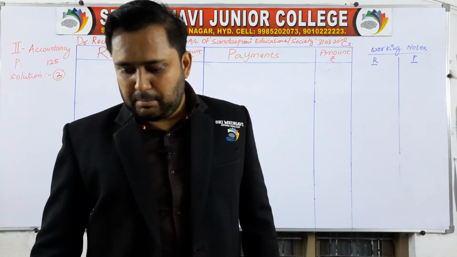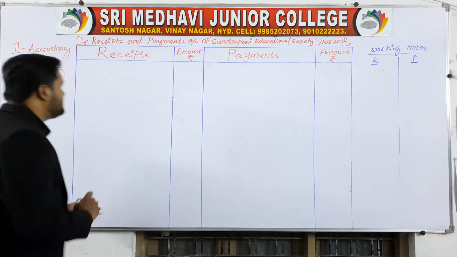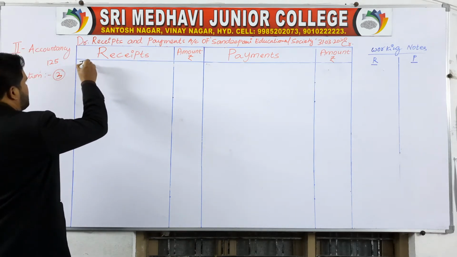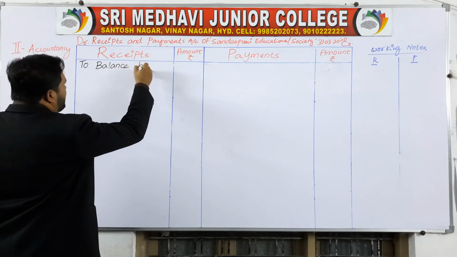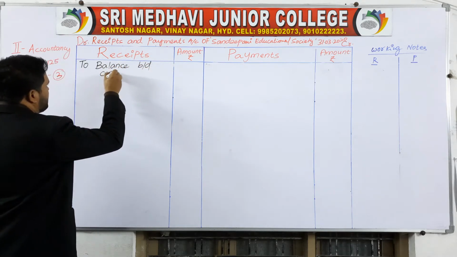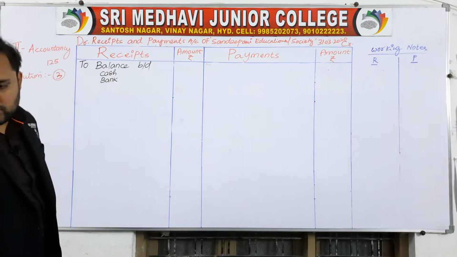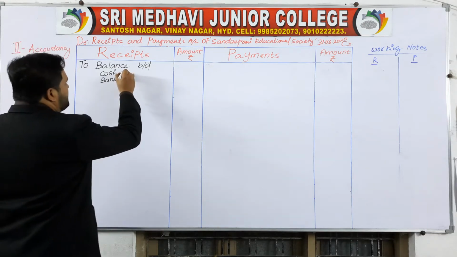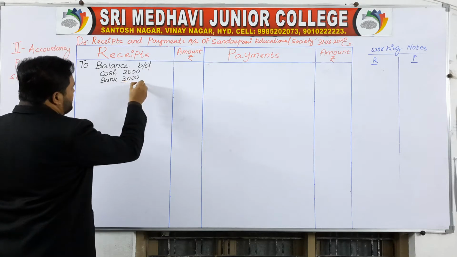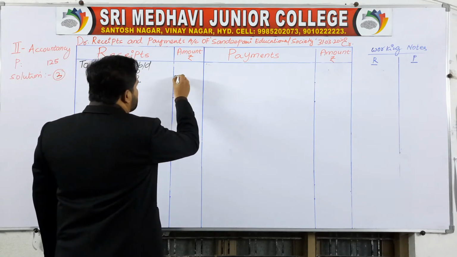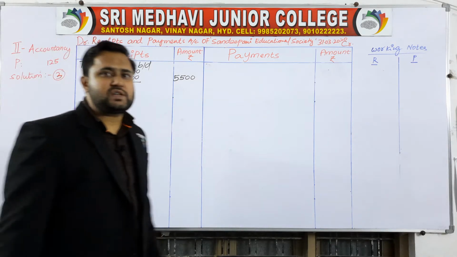Balance of cash and balance of bank, 2500 and 3000, have been given. On the receipt side, the opening balance: to balance brought down, balance of cash, balance of bank. How much? 2500 and 3000. Total is 5500, the opening balance of Sandeepni Educational Society.